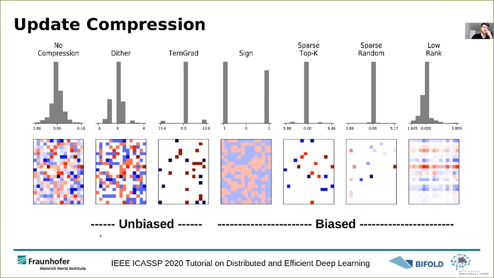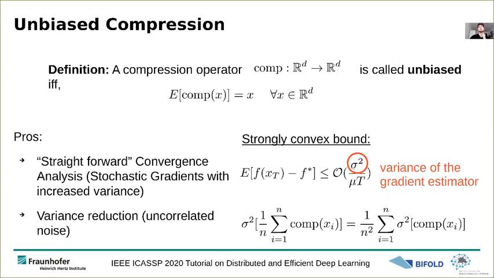And yeah, the main distinction here is some methods are unbiased, some methods are biased. Now, what does it mean for a compression operator to be unbiased? It just means that, in expectation, the compression operator doesn't change anything about the input to it.